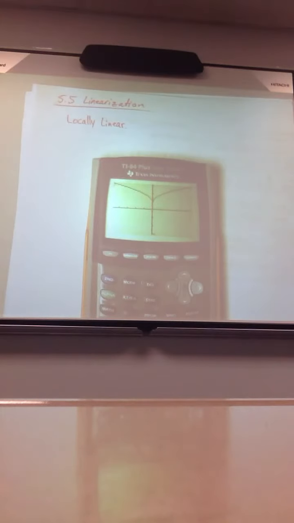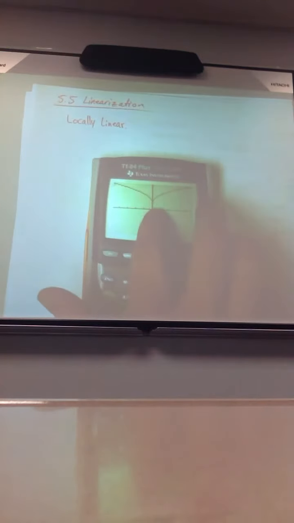If it was a cusp, what do we know about that cusp? It is not differentiable at that point. That's what I was looking for. Remember that? You can't do derivatives at corners?